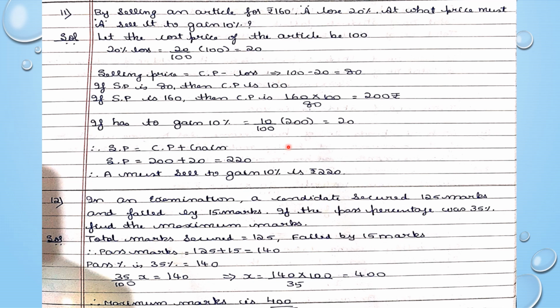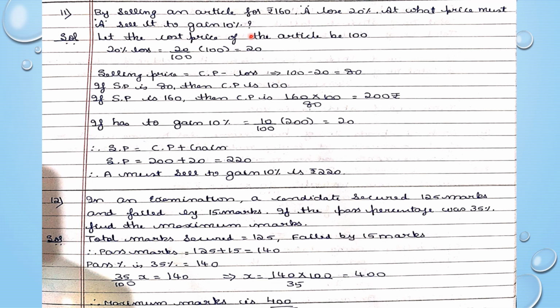Next problem. By selling an article for rupees 160, A loses 20%. At what percent must A sell it to gain 10%? So if he is selling the same article for 160 rupees, he is losing 20%. So at what price should he sell? Because he should gain 10%. So you should find out the exact value, or the exact rupees, at which he is selling.